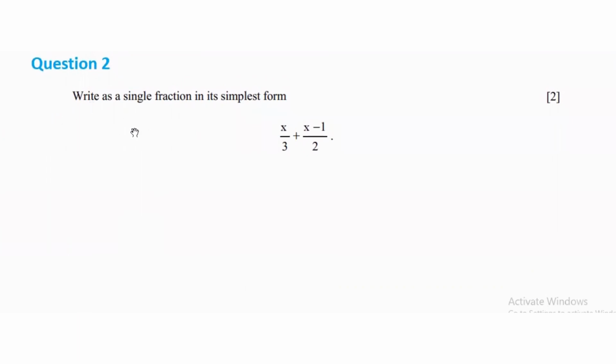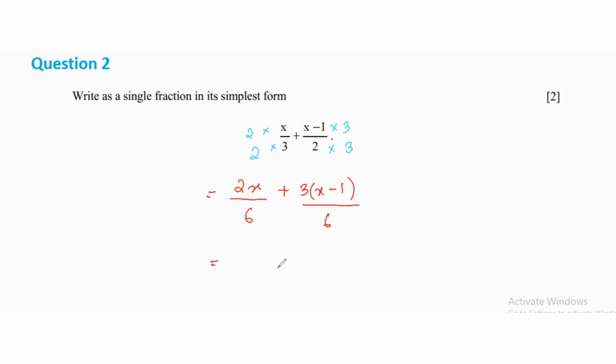If you look at question number 2, it says write as a single fraction in its simplest form. Same thing. We're going to first make the denominators equal. To make the denominators equal, I'm going to multiply the first fraction by 2, because that's the denominator of the second fraction. And I'm going to multiply the second fraction by 3, because that's the denominator of the first fraction. Once you multiply them, x over 3 becomes 2x over 6. x minus 1 over 2 becomes 3 times x minus 1 over 6.